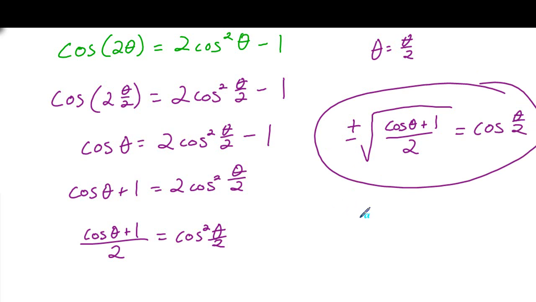And the plus or minus refers to what quadrant. You're going to have to figure out what quadrant we're in. Obviously, cosine is positive in the first and fourth quadrants, and negative in the second and third quadrants.